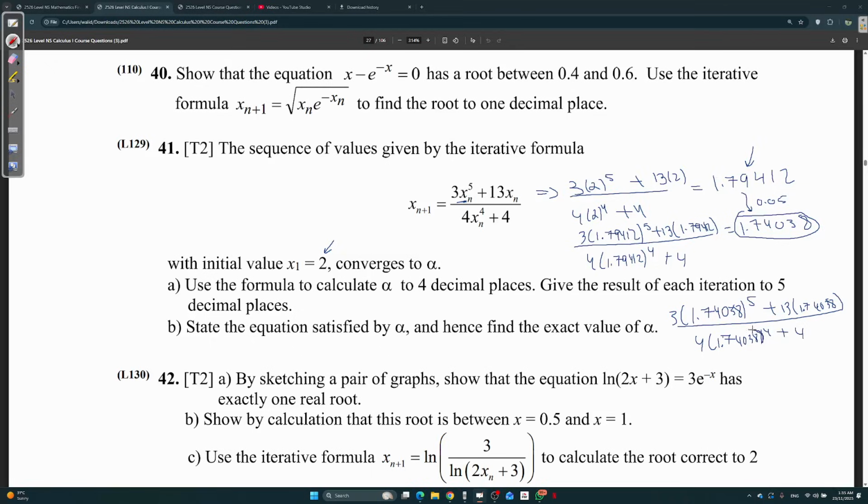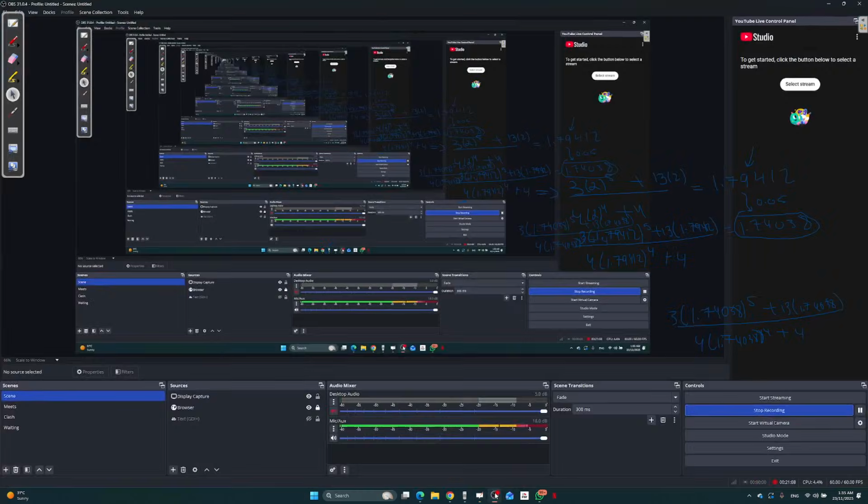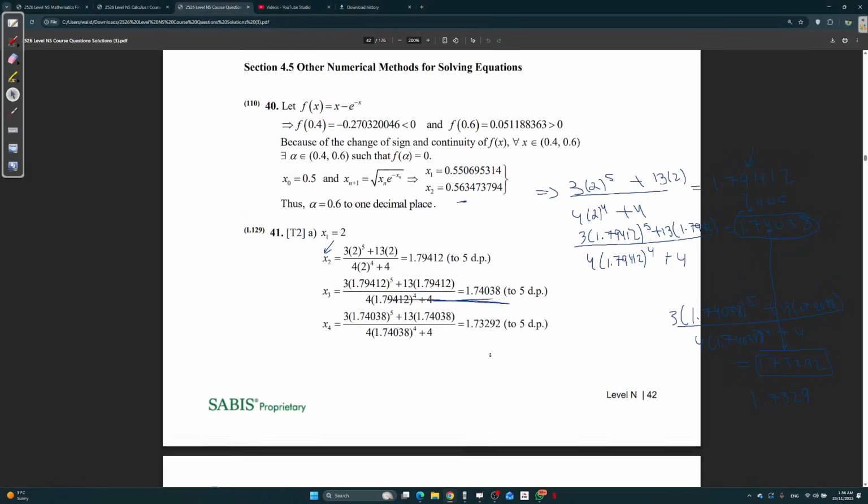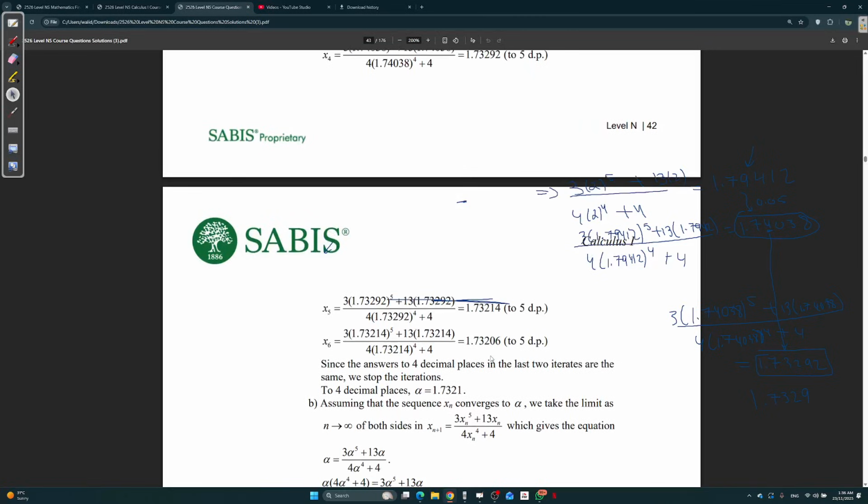This is the brackets, huh? And you're gonna get 1.73292. Now what's the difference between this one and this one? Barely anything. It only changes by 1 in the last digit. So that means this final answer, you can take it. They want you to round it to 4 decimal places. So 1.7329. Let's see if this is the answer. They kept on going.